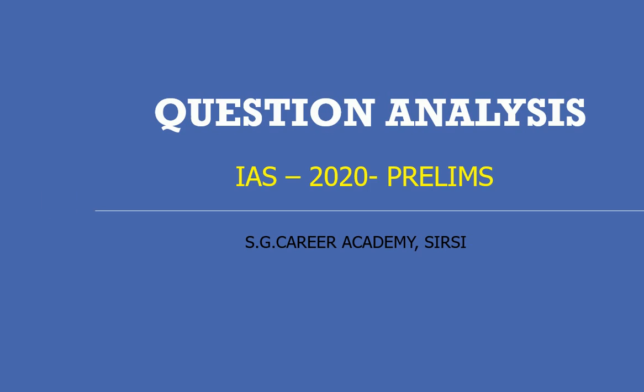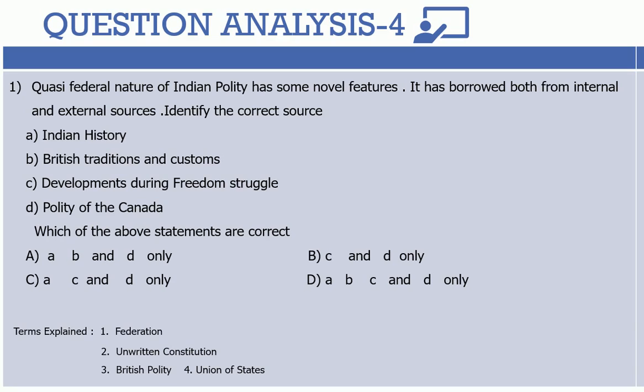So today's question is on Indian polity. Quasi-federal nature of Indian polity has some novel features. It has borrowed both from internal and external sources. Identify the correct source. That is the question. So about the federal structure of the Indian Constitution, we have asked the question. Four probable statements are given as sources: Indian history, British traditions and customs, developments during freedom struggle, polity of Canada. Which of the above statements are correct?